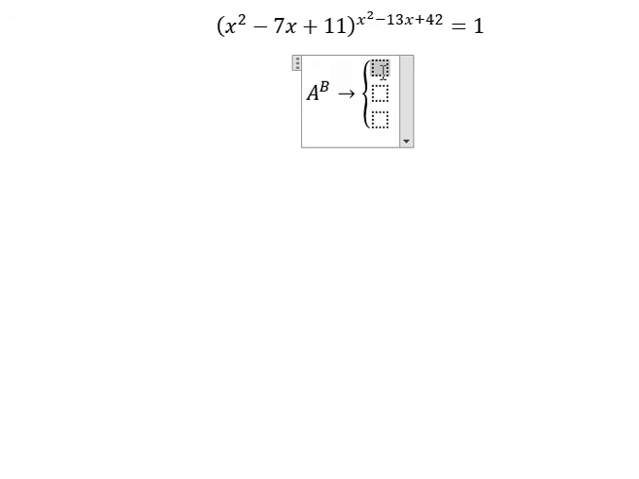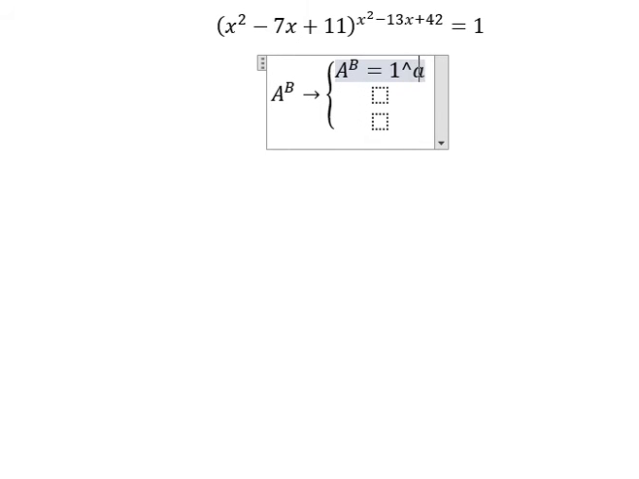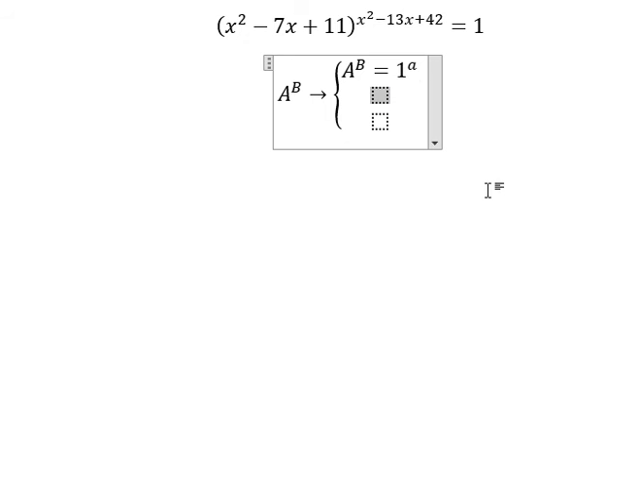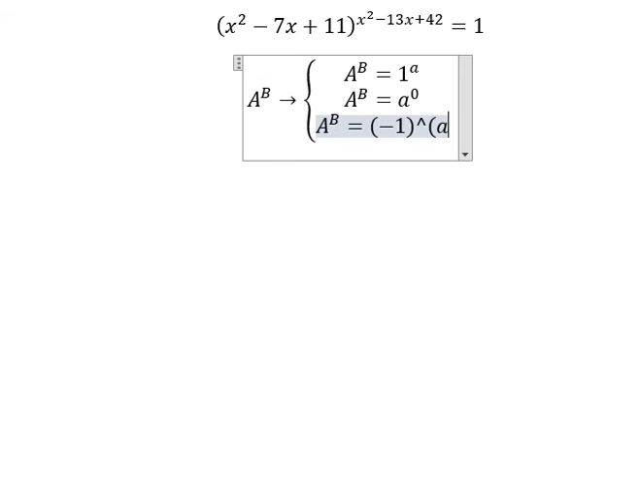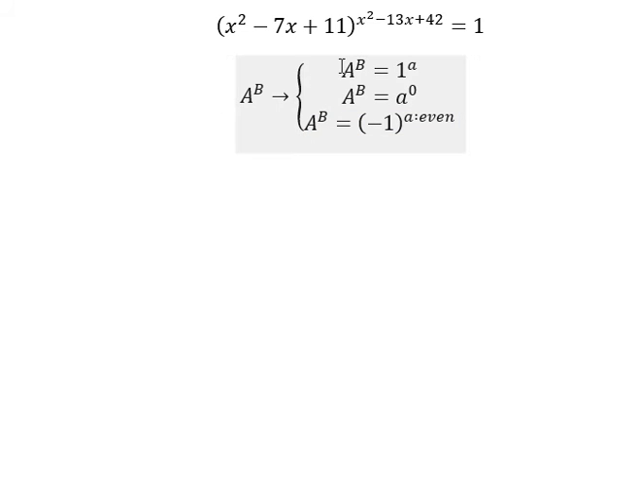The first one is A to the power of B should be 1 to the power of some number, so B can be anything, and capital A equals number 1. The next one is A to the power of B where the power is number 0, so A can be anything, and B should be number 0. And the last one is capital A to the power of B equals negative 1, and B in here should be an even number. So we will have 3 situations to get the value 1.